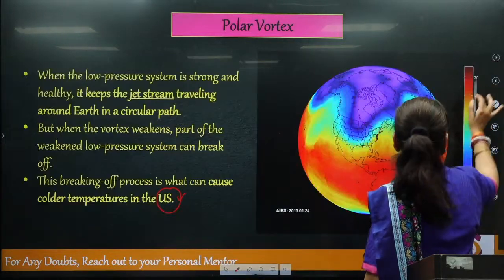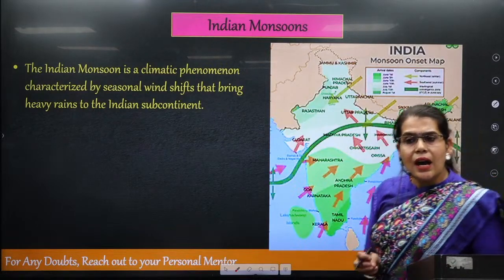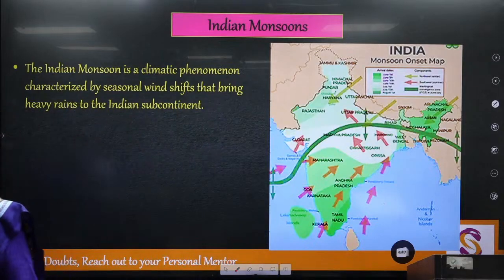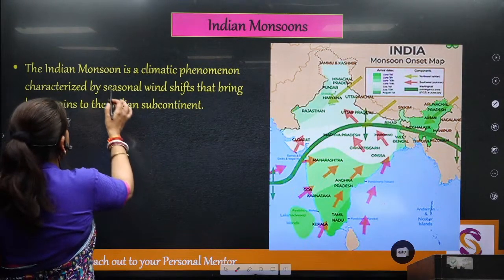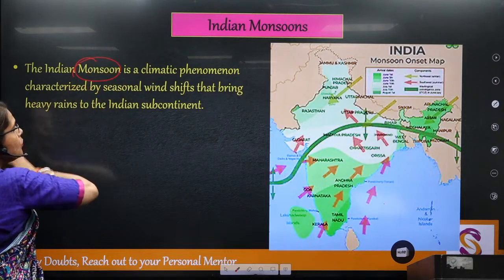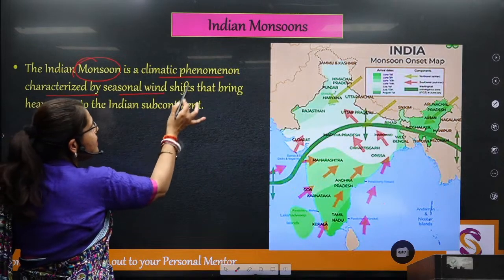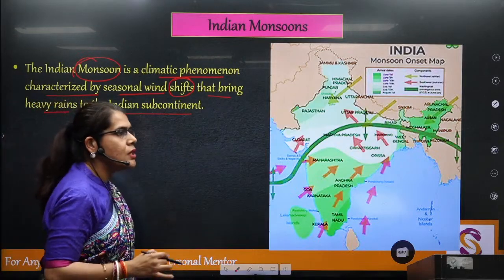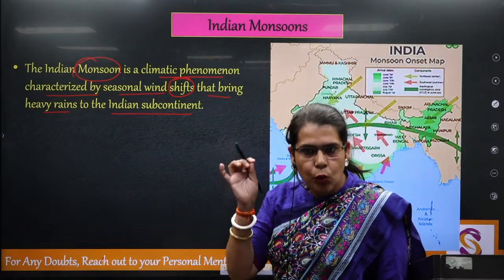Now next, Indian monsoons. Now see, there are multiple factors which are responsible for the Indian monsoons. And generally when we talk about monsoons, we refer to it as the reversal of the winds. So what is monsoon? Monsoon is a climatic phenomenon characterized by seasonal wind shifts that bring heavy rains to the Indian subcontinent. So generally we term it as the seasonal reversal of the winds.